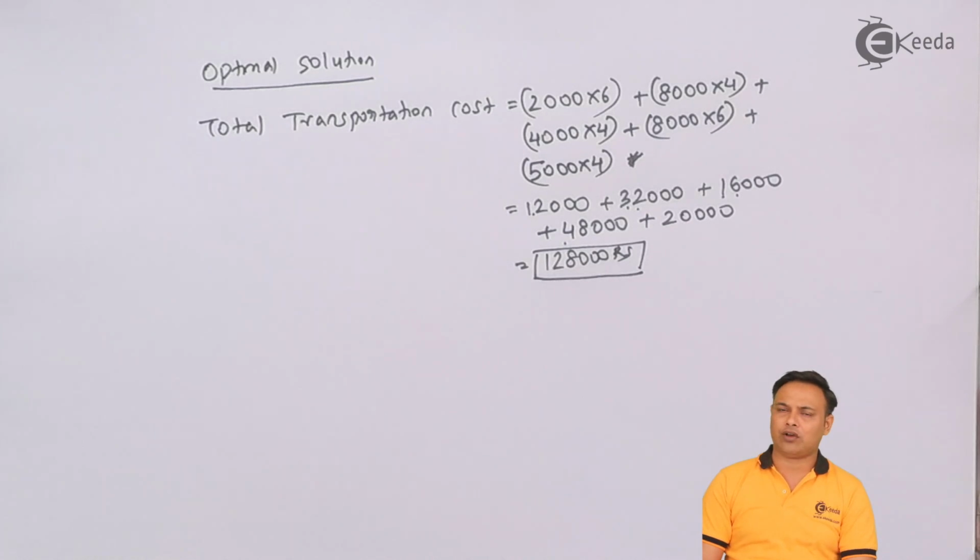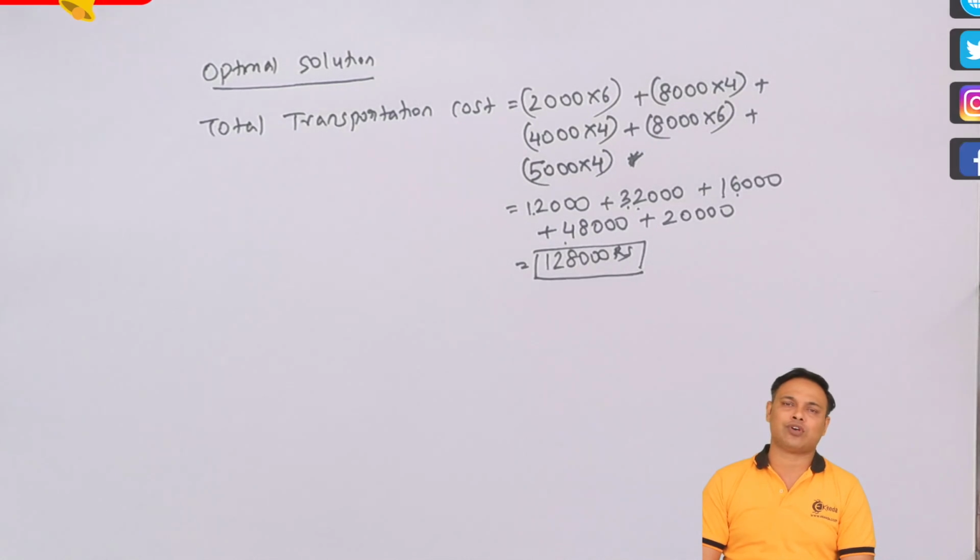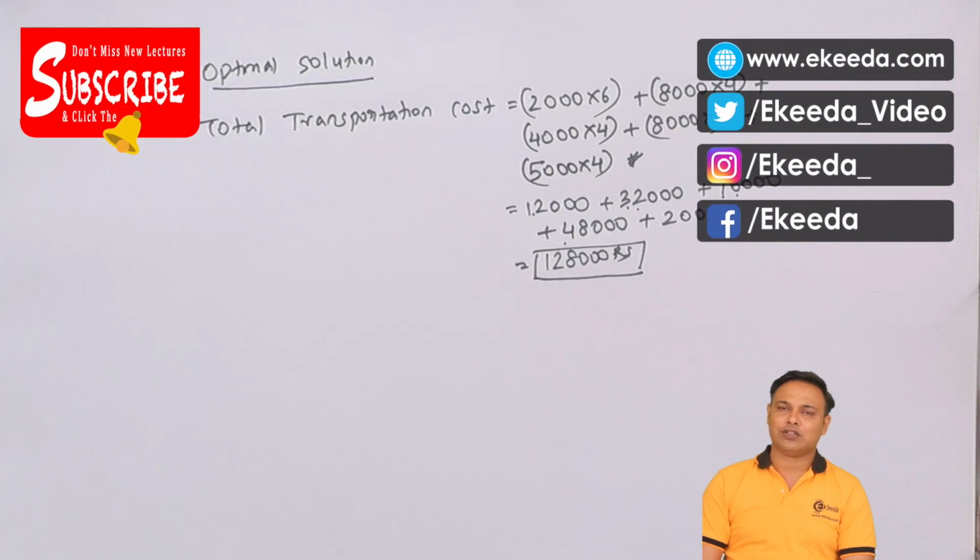We used the MODI method twice to optimize the solution, and only after getting all the delta values of unoccupied cells as non-negative, that is they were either positive or 0, we have got the final solution.